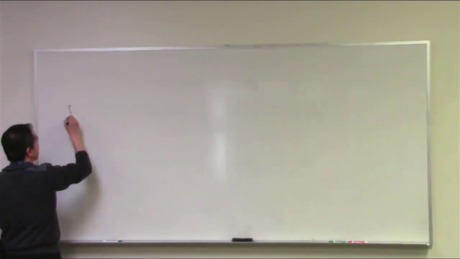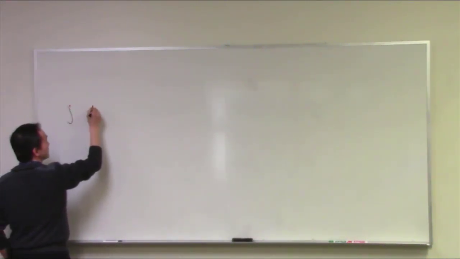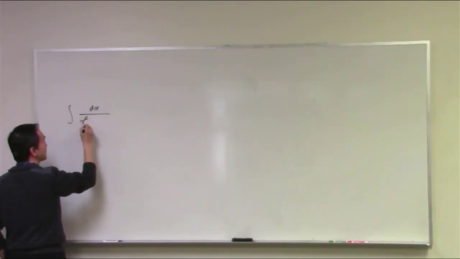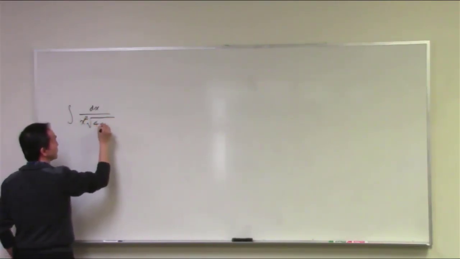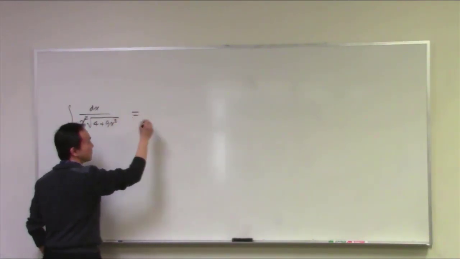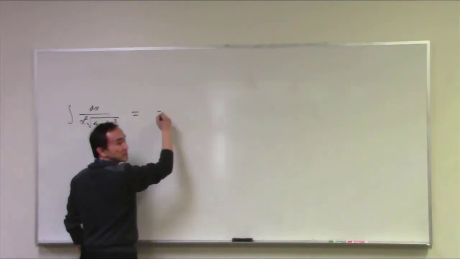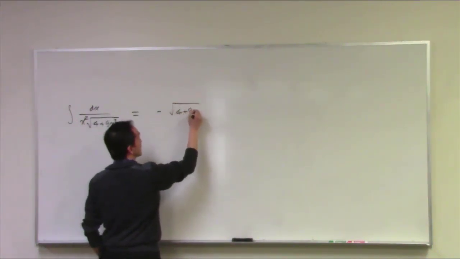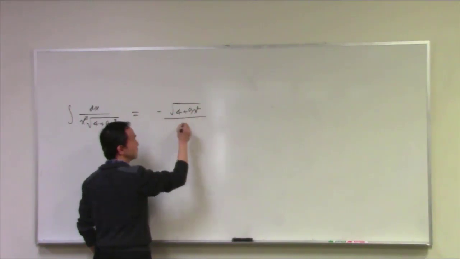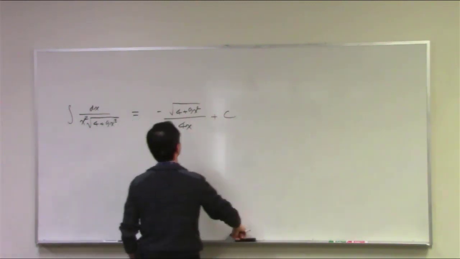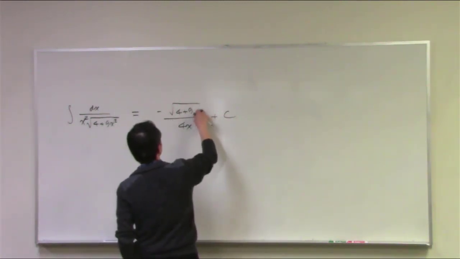So now the integral from the beginning, we got x squared in the denominator times the square root of 4 plus 9x squared, right? After all that work, that came out being minus the square root of 4 plus 9x squared all over 4x, plus c. Now our work.